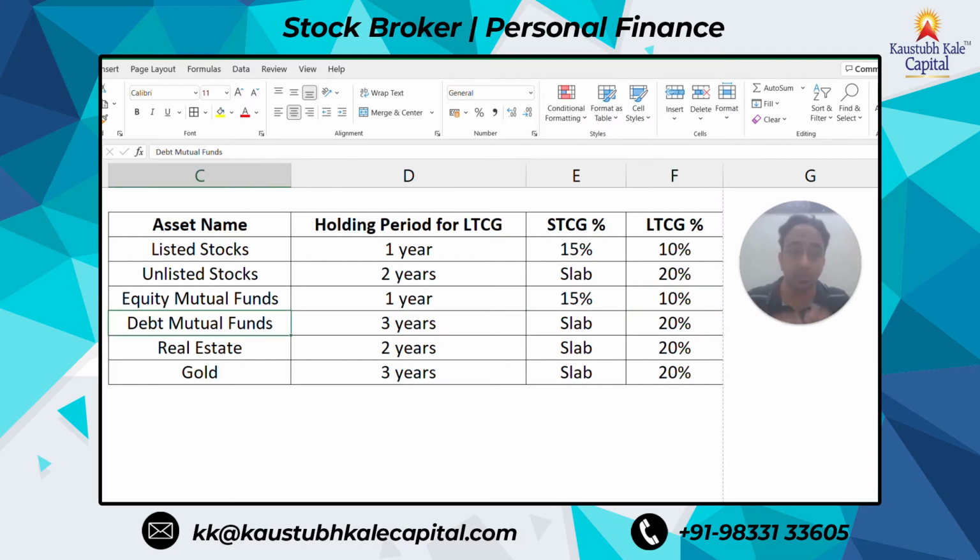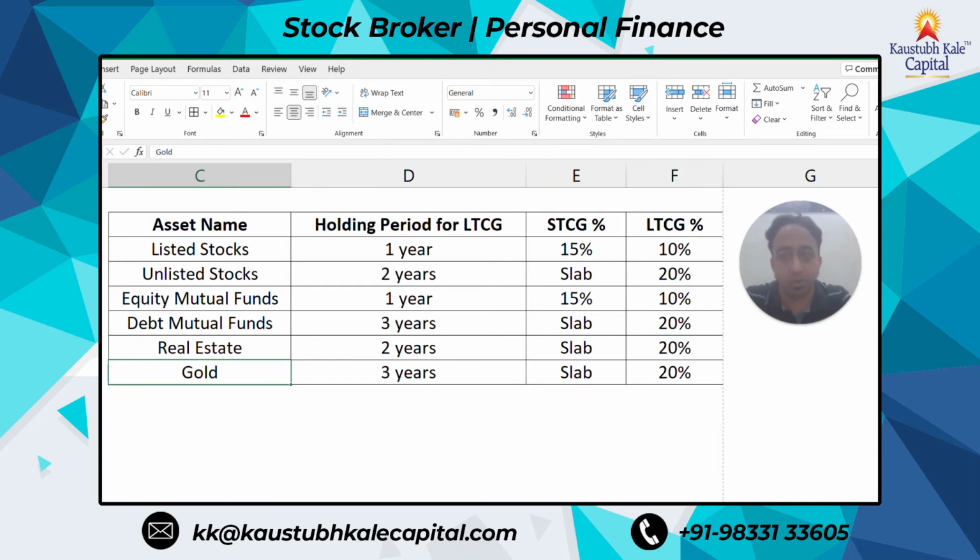Now debt mutual funds that have no exposure to stock markets, there the holding period for long term capital gain is 3 years. On short term capital gain you will be taxed as per slab rate, and on long term capital gain 20%. Now, for real estate, for immovable property, the holding period for long-term capital gain is 2 years. On short-term capital gain you will be taxed as per slab rate, and on long term capital gain 20%. So if you sell before 2 years, slab rate; after 2 years, 20%.